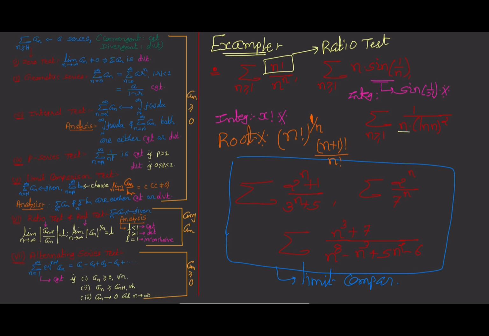Here, what is happening? n and ln n. This is actually 1 upon n and ln n. What is the relation between 1 upon n and ln n? It is the derivative and integration relation. So I try to apply the integral test here.